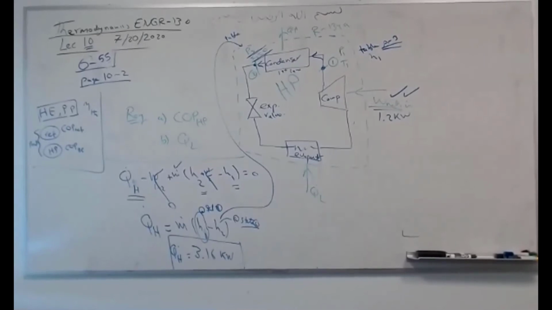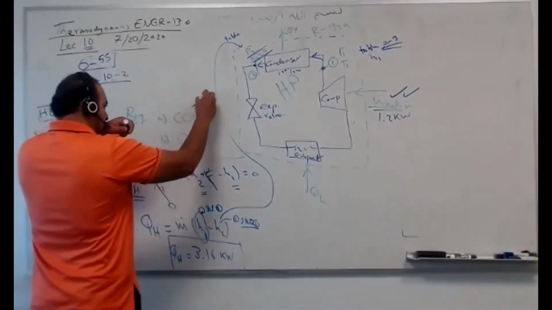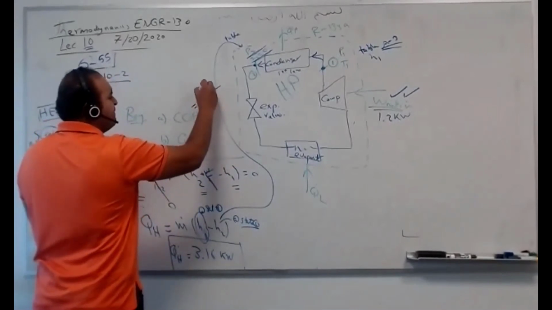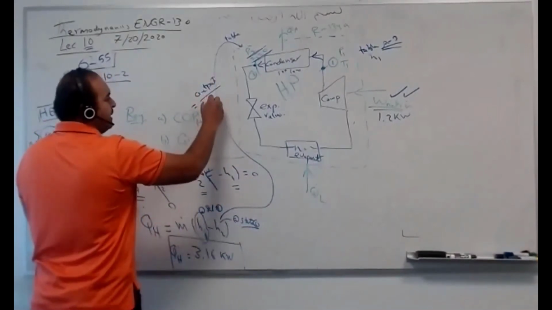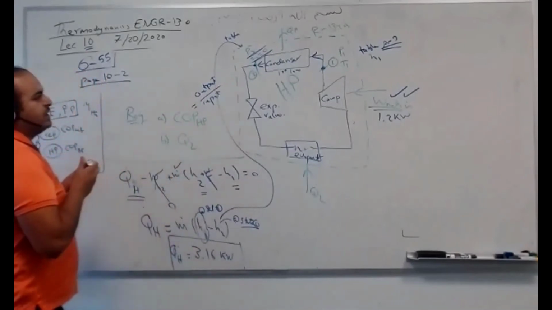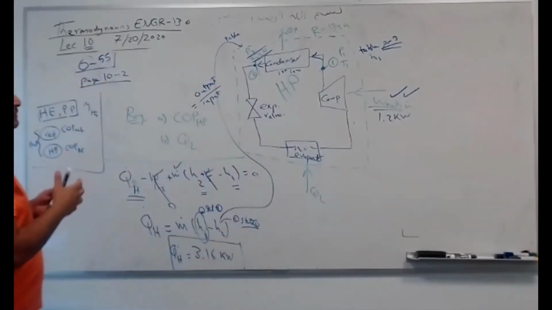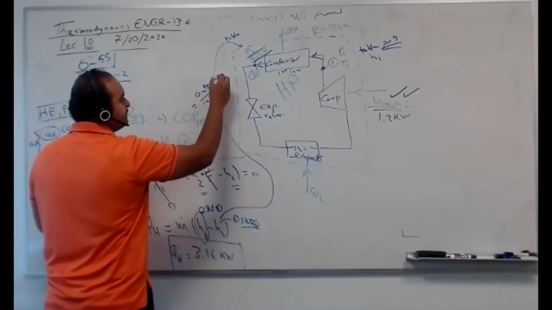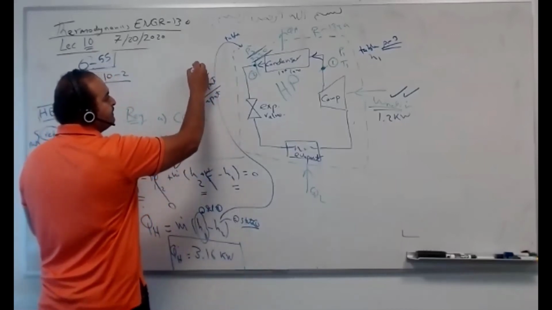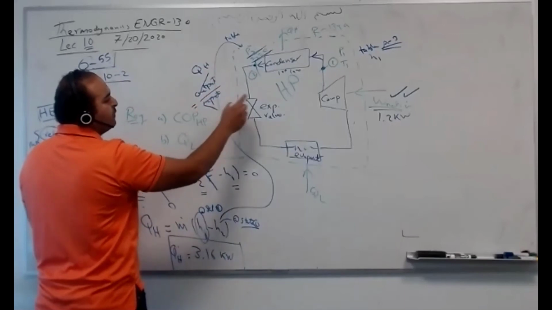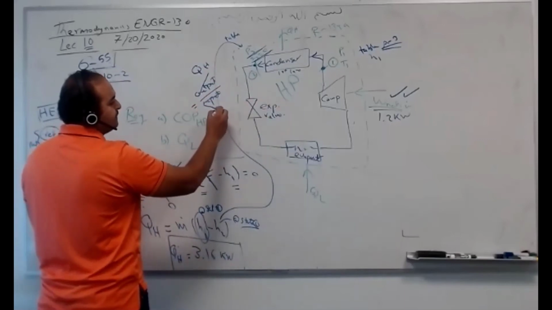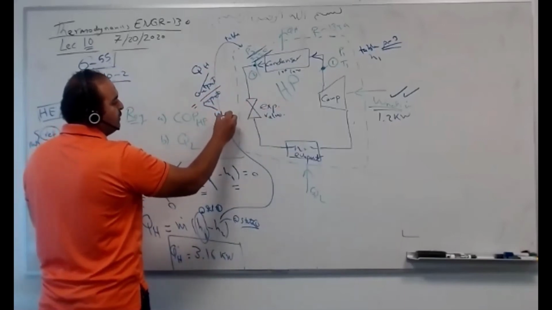If you want COP, COP is output over input. Everything is output over input. What is the output here, guys? What I want from the heat pump. What I want: Q high. What I paid for? What I paid: W net in.